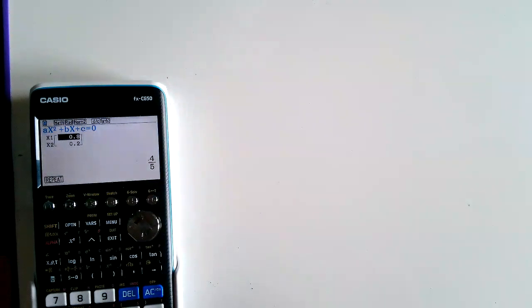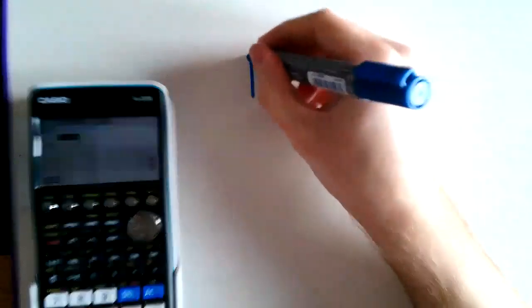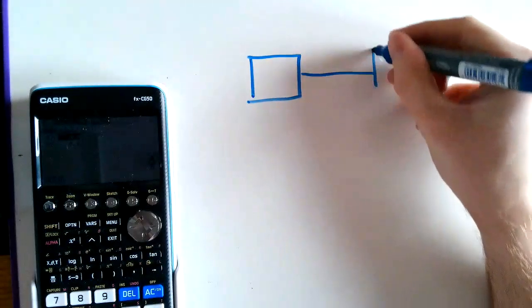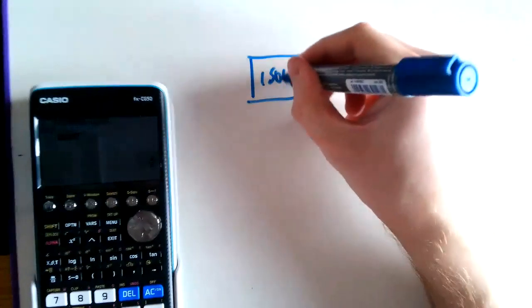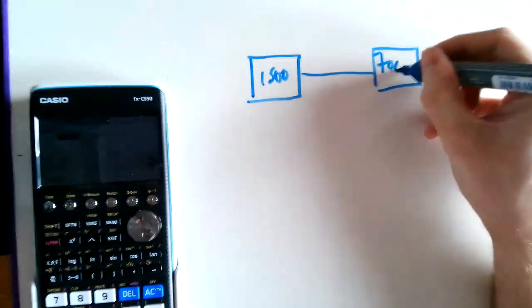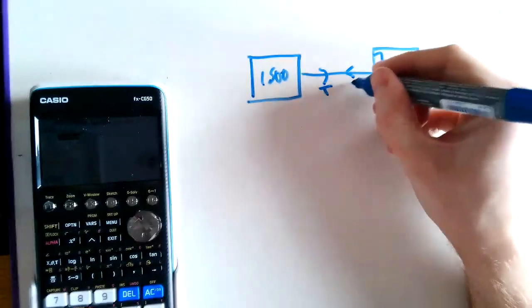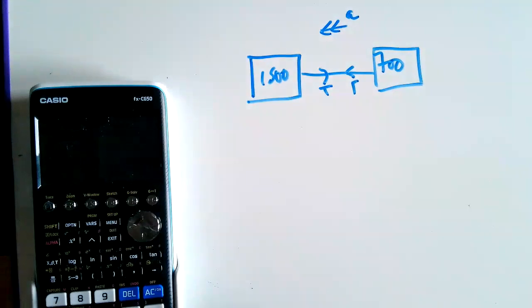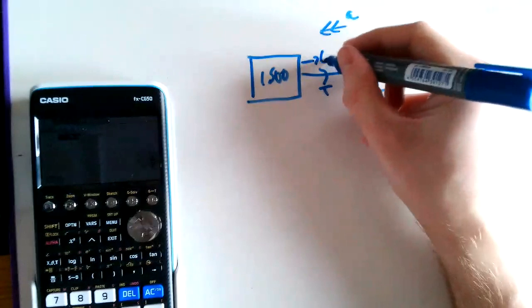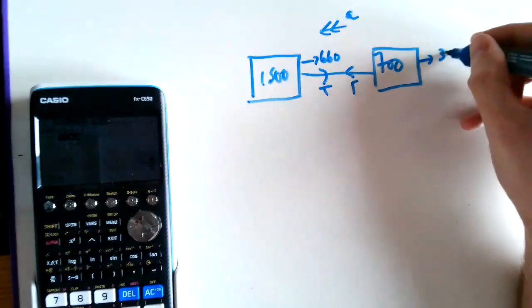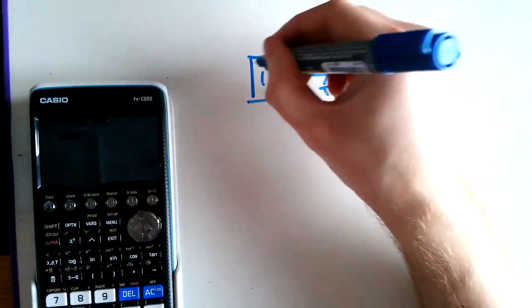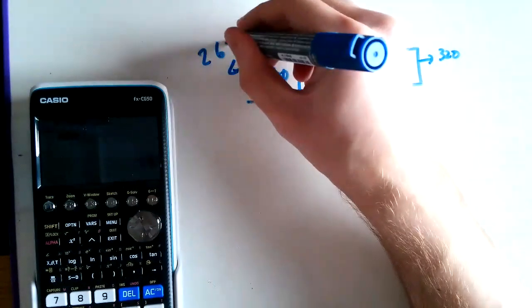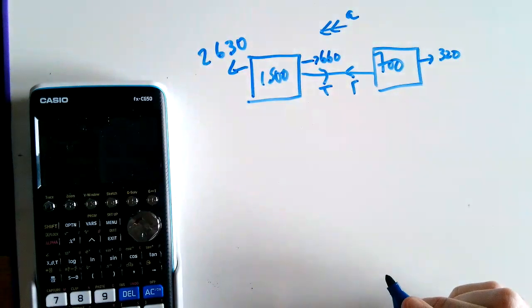And the last one, back to some mechanics. We have a car pulling a trailer. This is mass 1500 to 700. There's going to be tension in the tow rope. Acceleration is going to be the same for both. We know that the resistance to the car is 660, the trailer is 320. The driving force is 2,630. And that's all the information we need.